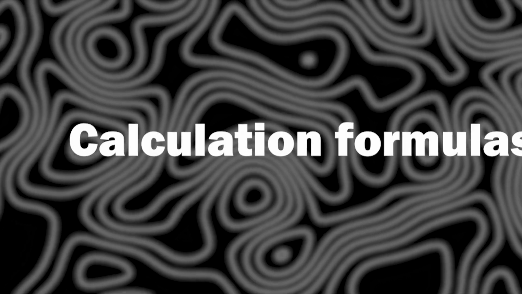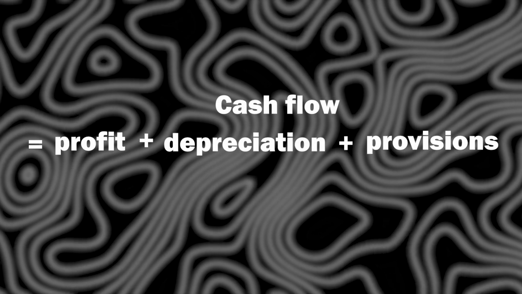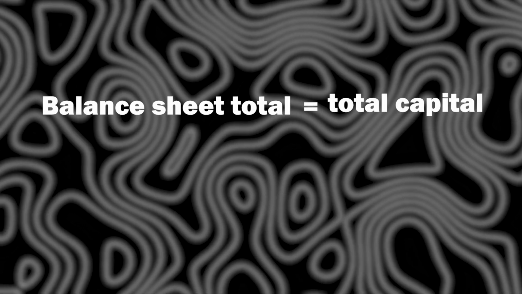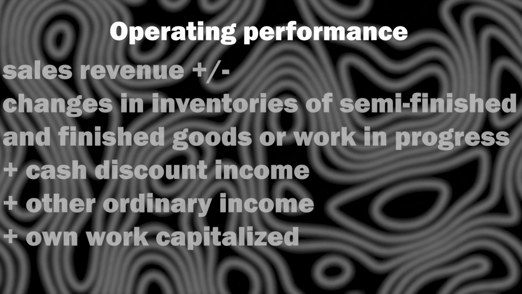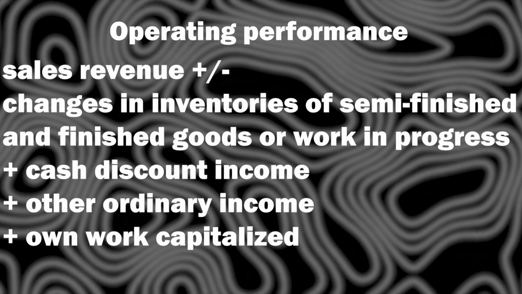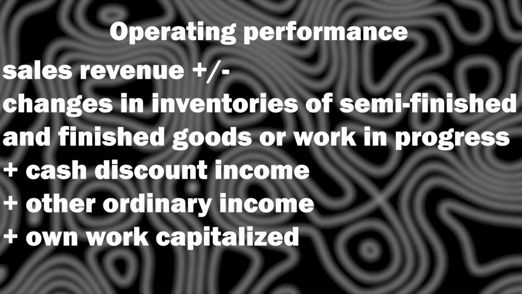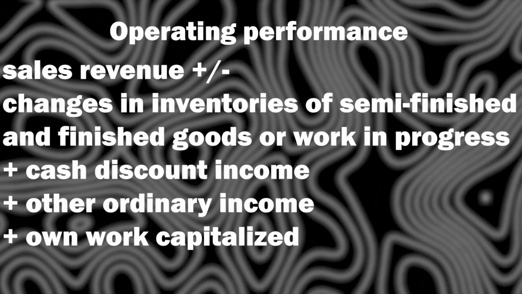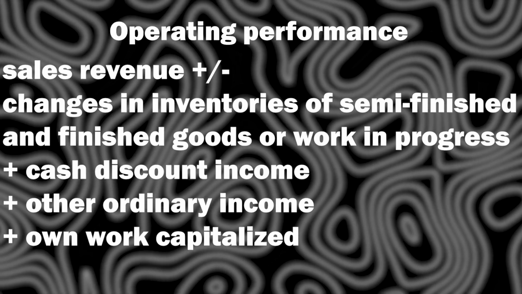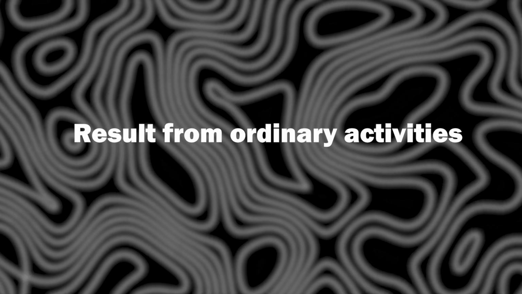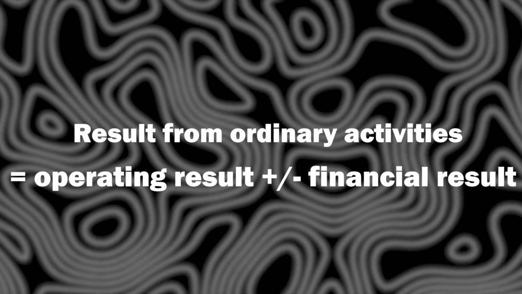Calculation formulas. Cash flow is equal to profit plus depreciation plus provisions. Balance sheet total is equal to total capital. Operating performance: sales revenue plus or minus changes in inventories of semi-finished and finished goods, or work in progress, plus cash discount income plus other ordinary income plus own work, capitalized. Result from ordinary activities: operating result plus or minus financial result.